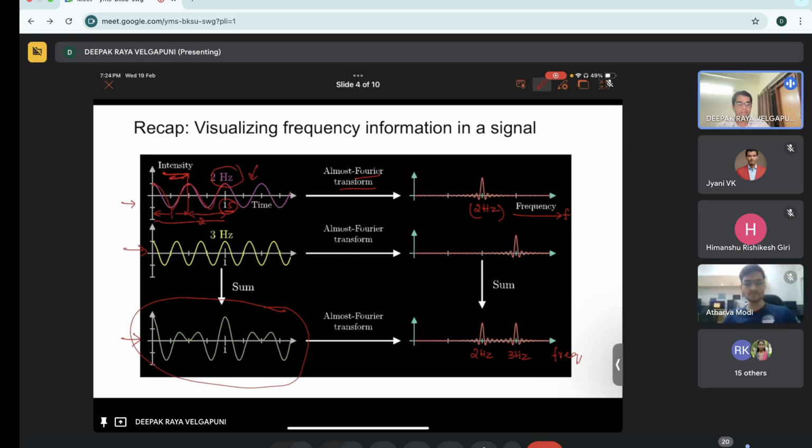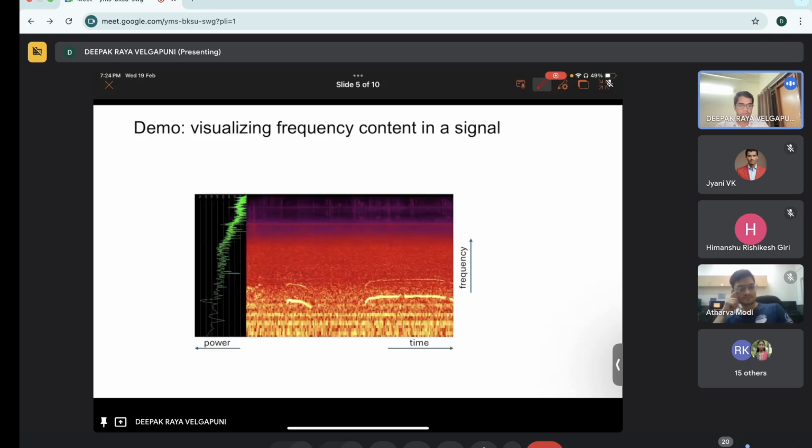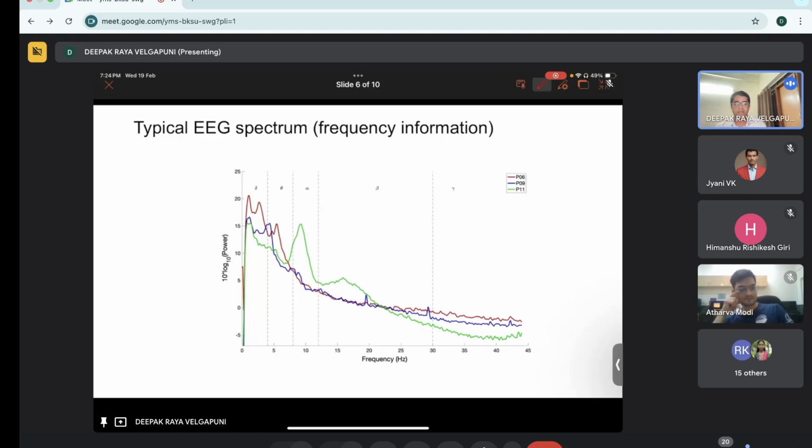This is one form of visualization, but if you have an even more complex signal like EEG, it doesn't look this simple. You'll have a more continuous and complex spectrum. So if you see a typical EEG spectrum, it looks like this. It doesn't have nice single peaks, because this is not a monotonic signal. This is a mixture of many frequencies, therefore you see things like this. So this is from different electrodes. This is from P11 electrode, this is from P9 electrode, and this is from P6 electrode.